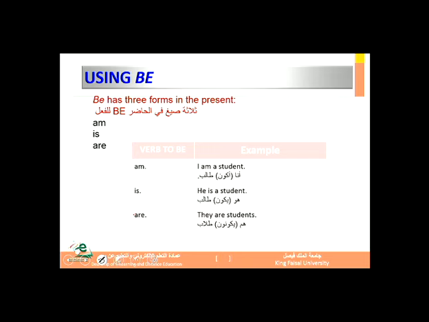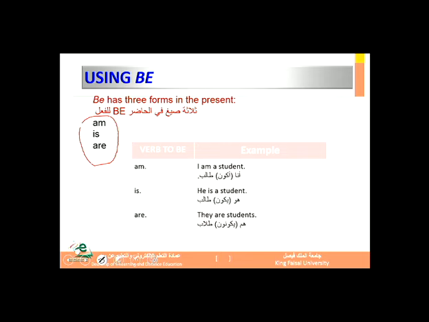Today, we need to introduce the first three forms, which are am, is, are, the three forms of the verb to be in the present. Each one of them expresses the verb to be. So we have three different forms. Those are the different forms, am, is, are, and those are simplified examples of how those forms can be used.